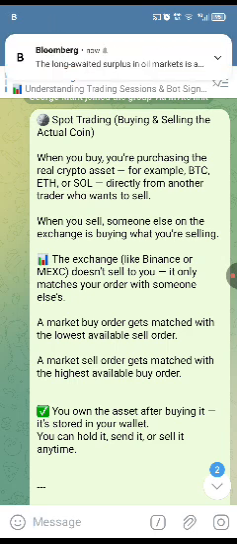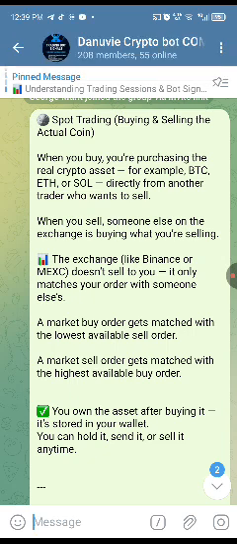So when you sell, someone else on the exchange is buying what you're selling, basically, and vice versa. So the exchange like Binance or MEXC doesn't sell to you. So this is another important point. Binance or any other crypto exchange, they don't sell the coin to you. They are simply connecting you with the seller and the buyer. So since you are a buyer, the exchange is going to connect you to a seller so that the seller can sell the coin to you and then you pay them money. So that's why it says Binance or MEXC doesn't sell to you. It only matches your order with someone else, like I've said before.